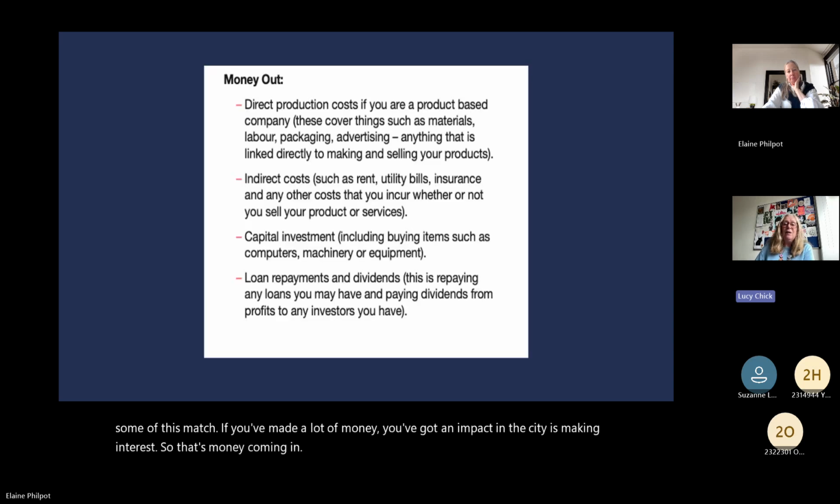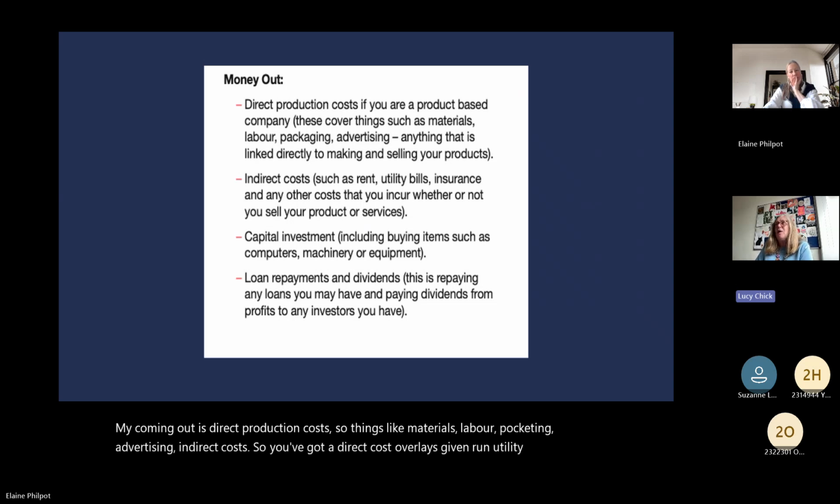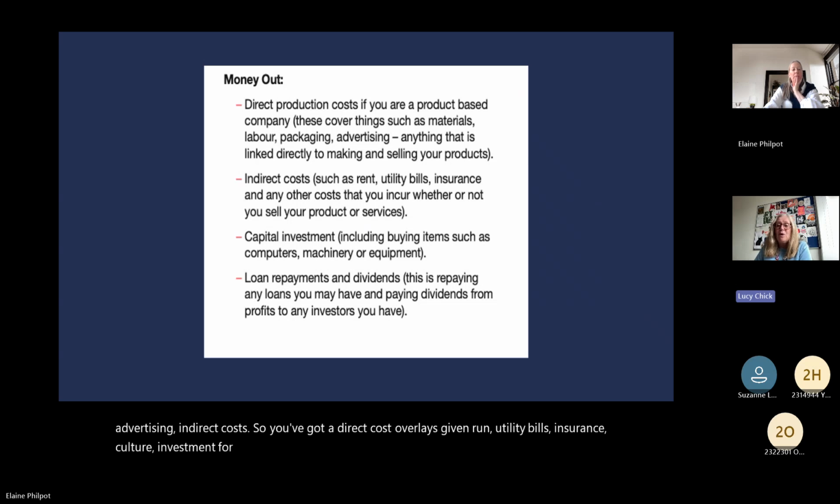Money coming out is direct production costs. So things like materials, labour, packaging, advertising. Indirect costs, so you've got your direct costs and your overheads again: rent, utility bills, insurance. Capital investment, for example, if you've had to buy laptops, maybe you've had to buy specialist machinery or a sewing machine, that kind of thing, equipment.